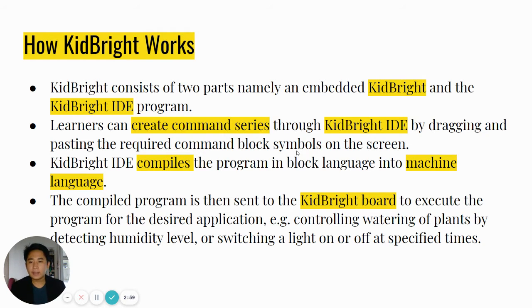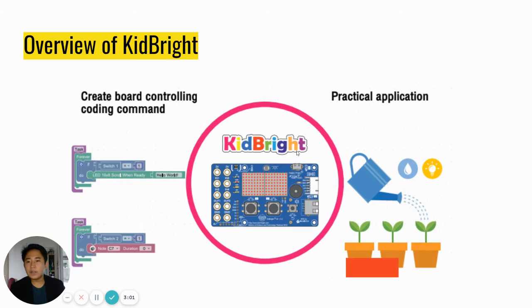Okay. So next, overview of KidBright. So this is what I'm talking about. So first, you have to create board controlling coding commands in the KidBright IDE, and then it will be sent to the KidBright board, and then after it was sent to the KidBright board, the KidBright board will perform the command that you created. So as you can see here, after the KidBright board, it will have the practical application, and the example here is the watering of plants.